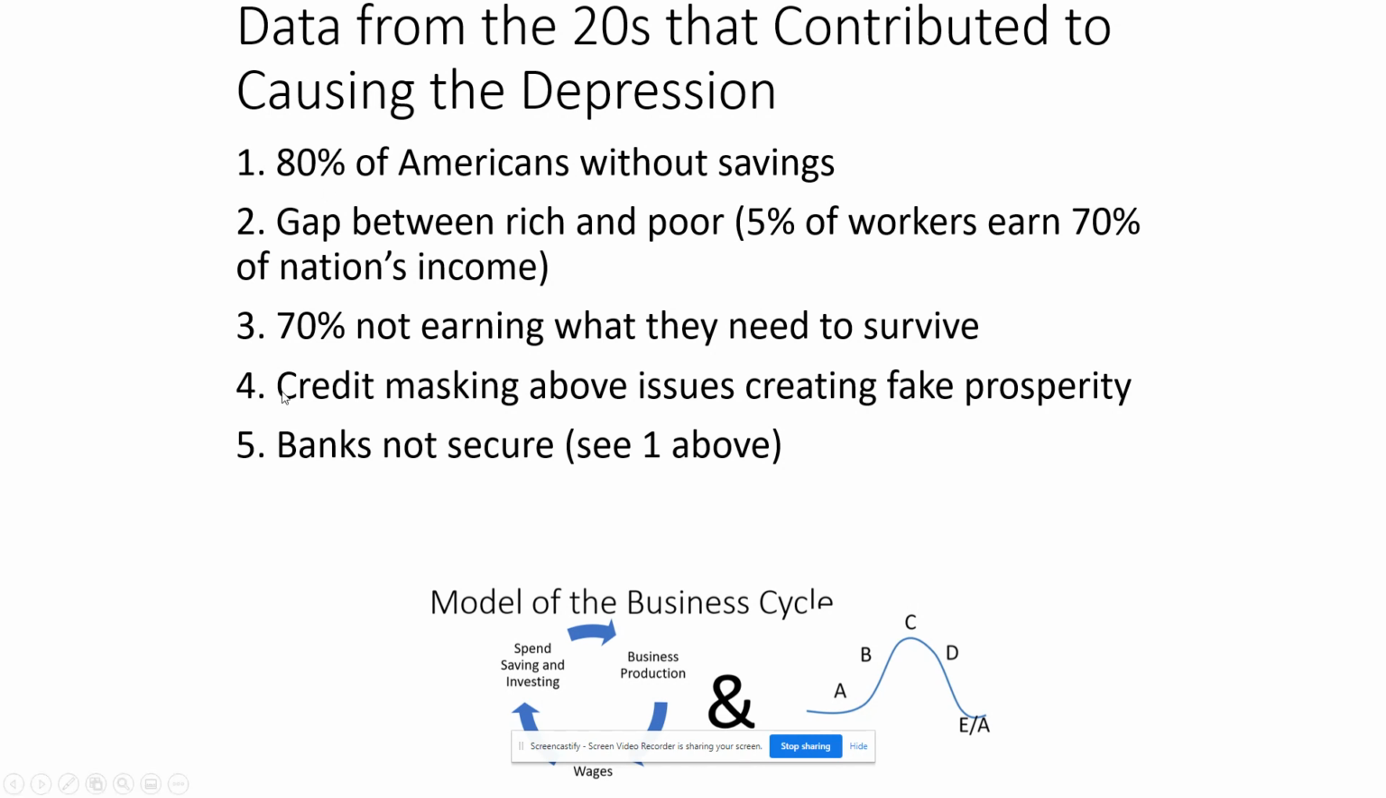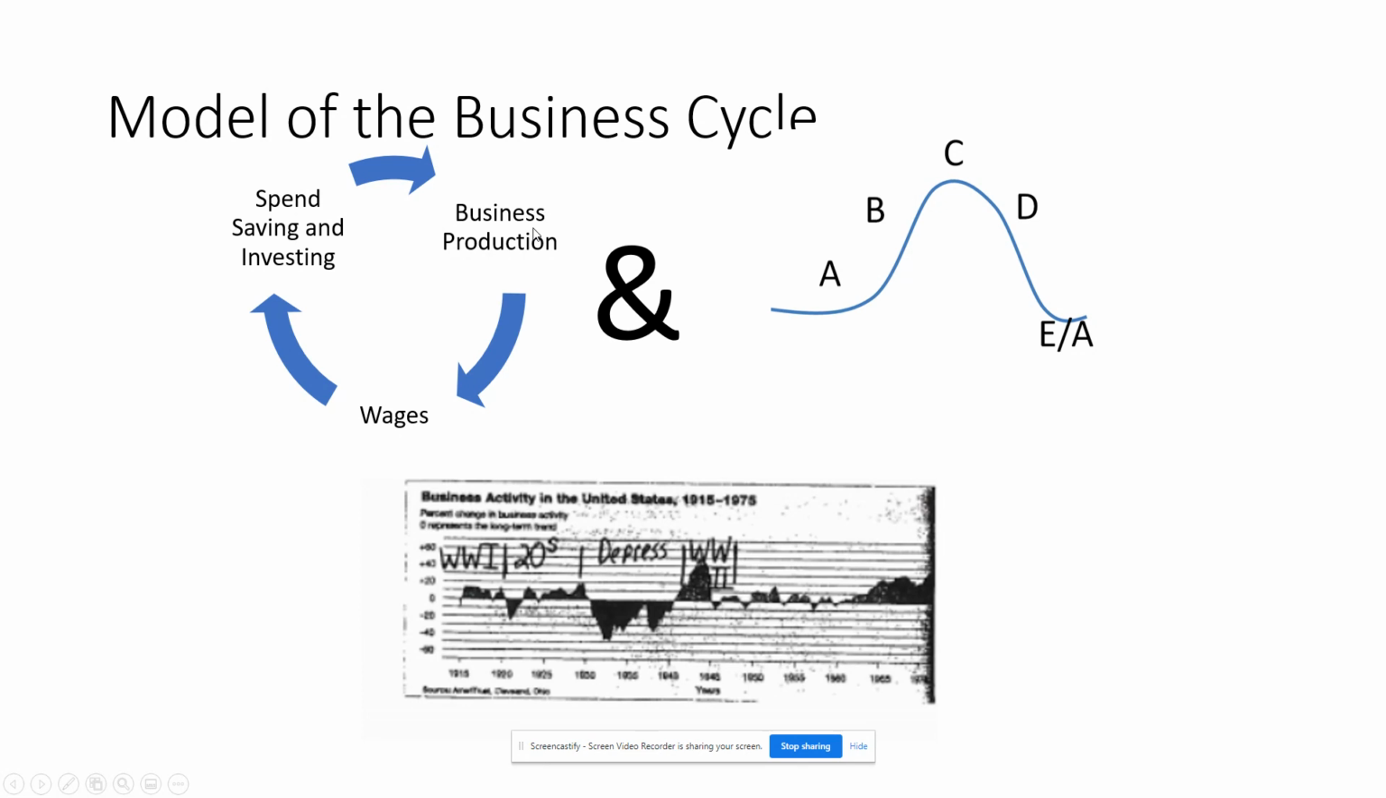Here I have the depression causes. They will be addressed individually in the screencast on depression causes. For the most part, I just want to go through these models. So here we have the business cycle. Notice how it's like a perfect wave, and this is what it would look like in the United States historically.